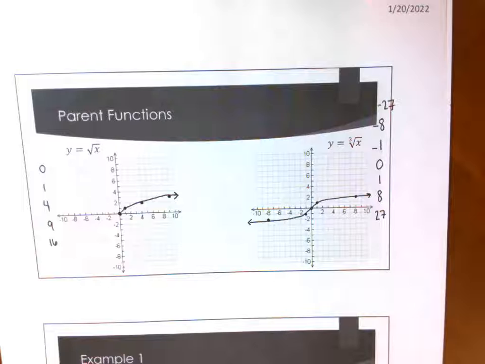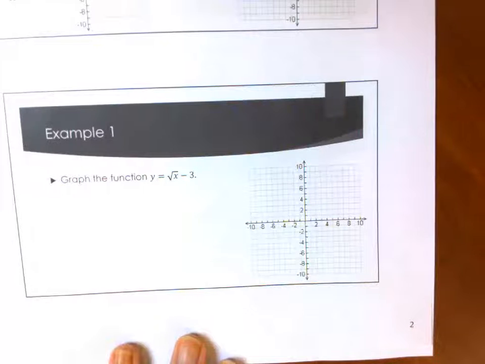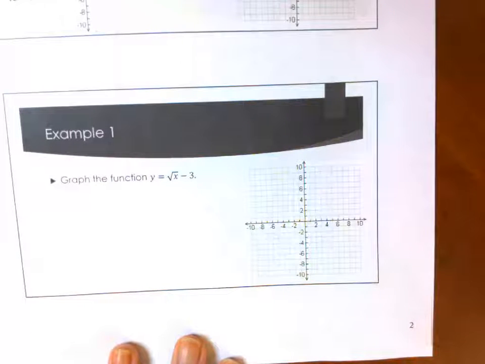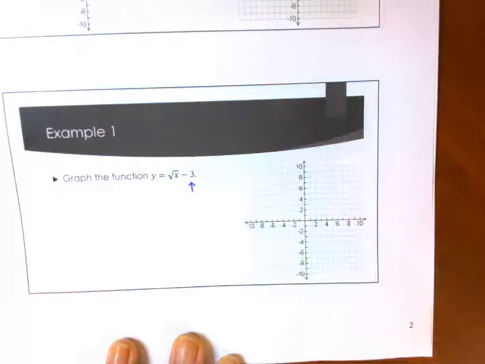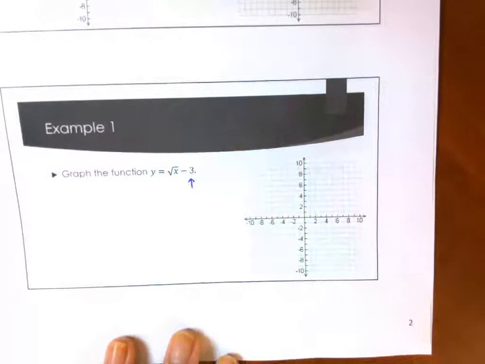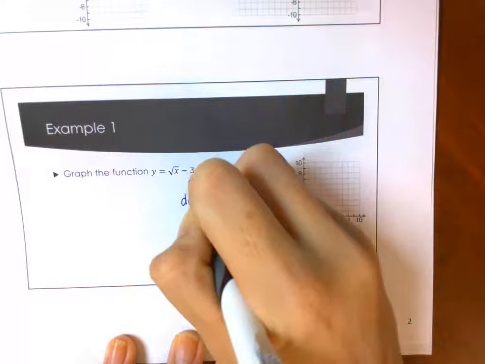So we need these parent functions if we're going to do any sort of translating. Coming down here, we've got: graph the function square root of x, minus 3. Let's first start by identifying our translation. I have one number there, and it's a -3. It's outside. So what am I going to do for a translation with this? It's going to go down 3.